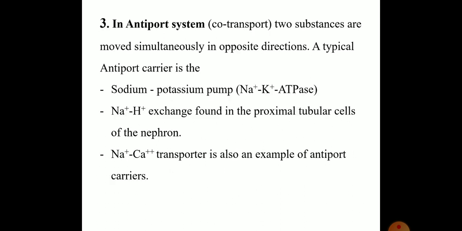The third one is an Antiport system. The two substances are moved simultaneously in the opposite direction. A typical Antiport carrier is the sodium-potassium pump and sodium-hydrogen exchange found in the proximal tubular cells of the nephron, and sodium-calcium transporter is also an example of Antiport carriers. Here one ion enters into the cell in exchange for another ion that is exported out of the cell. So this type of transport system is called an Antiport system. That is, one ion is entering into the cell, and in replacement of this, one ion is exported out of the cell.